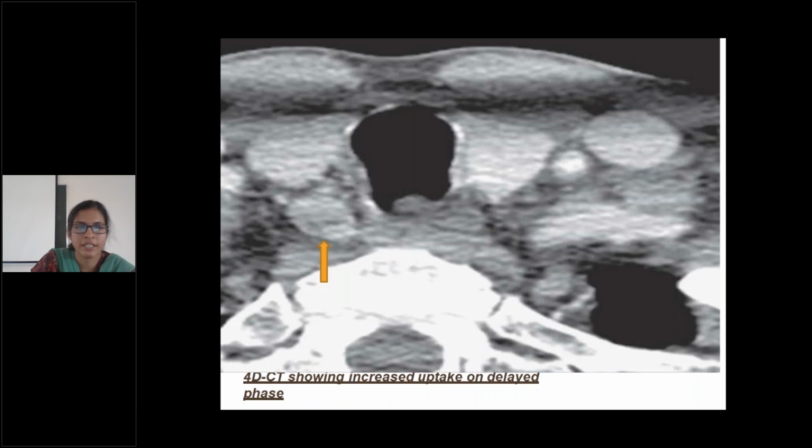This is the 4D CT. This is the parathyroid adenoma. This is the trachea. This is the thyroid gland. On the left, posterior to the left thyroid gland, here is our parathyroid adenoma. So we can easily locate it.